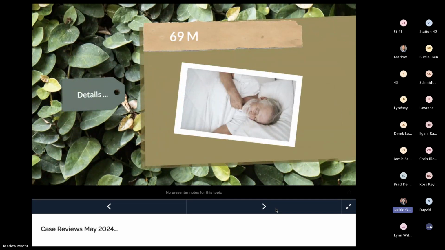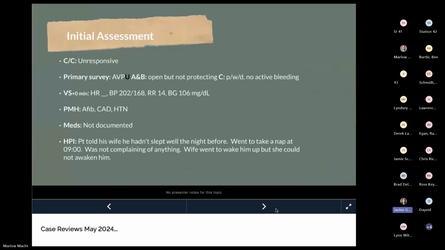69-year-old male next, that EMS gets called for unresponsive in bed. They find this patient unresponsive to painful stimuli. His airway was open, but he wasn't protecting it. He had no signs of active bleeding. His skin was normal for what they document, and vital signs were obtained immediately upon arrival with a blood pressure of 202/168, respirations of 14, and a blood glucose of 106. His past medical history included AFib, coronary artery disease, and hypertension.